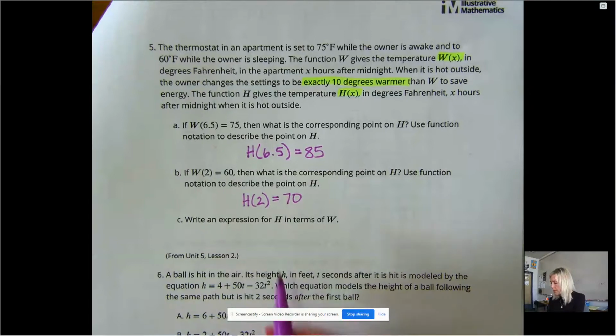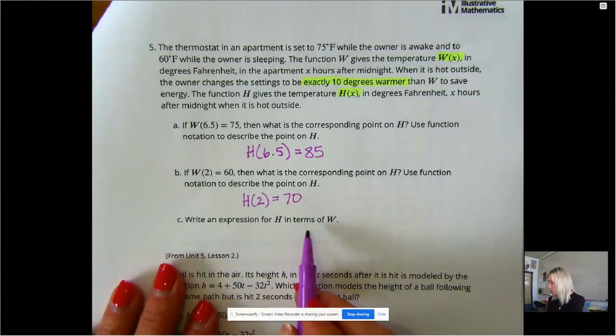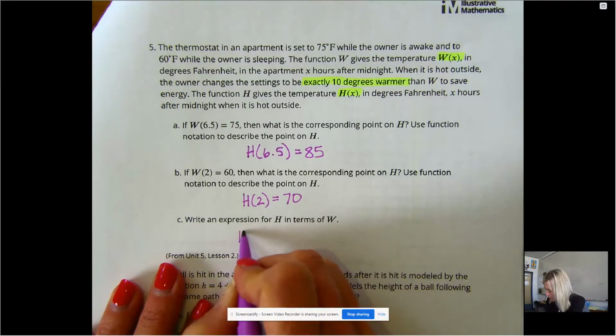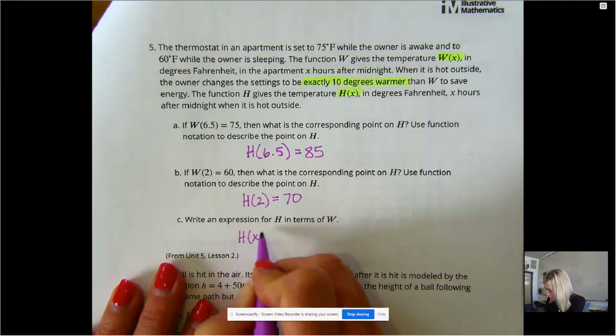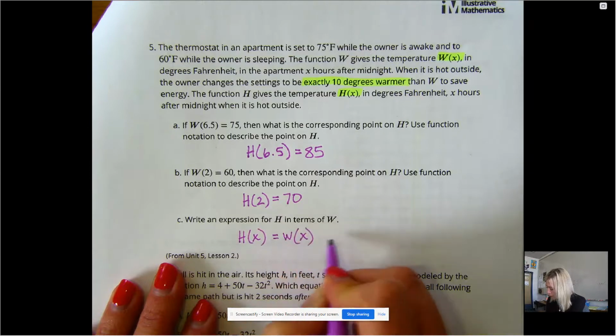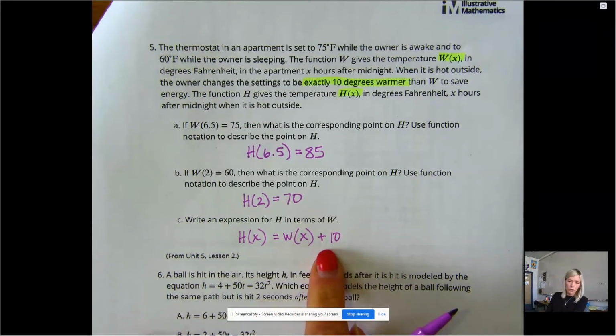And then part C, write an expression for H in terms of W. So H of X, which is the temperature when it's warmer outside, is equal to the original setting of temperature, but then plus 10. So again, since the temperature change is the output, because X represents the time, the time is not increasing by 10. The temperature is. So we have to have that plus 10 on the outside of the parentheses.